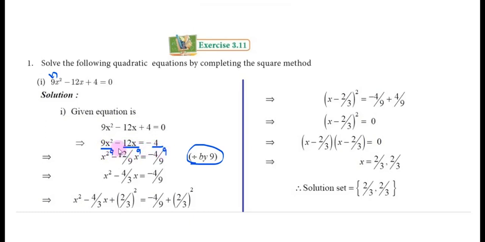Understood? So just cancel 9 and cancel, so we get x square, and here minus 12 by 9 x equal to minus 4 by 9. Next, 12 by 9. Shall we simplify this? Yes. Using the 3 table we may simplify this. So here 3 3s are 9 and 4 3s are 12. Understood? So that x square minus 4 by 3x equal to minus 4 by 9. Understood?